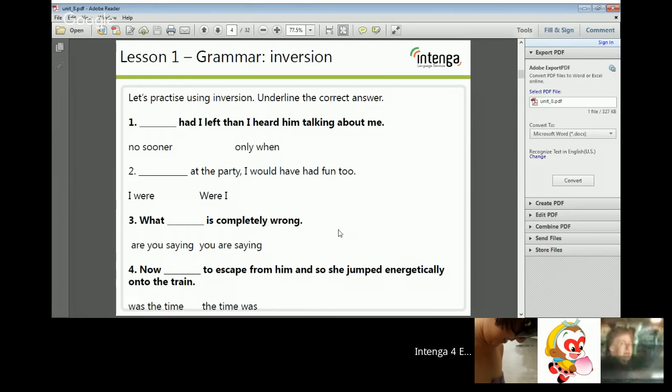All right, Ken, do you want to read number 3? Okay. What you are saying is completely wrong. What you are saying. And it's actually funny here because normally with questions, this is a question word, but in this case, it's not used as a question. All right? So, what you are saying is completely wrong. To be a question, we can say, what are you saying?